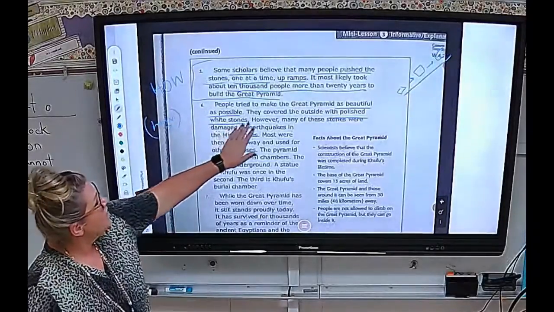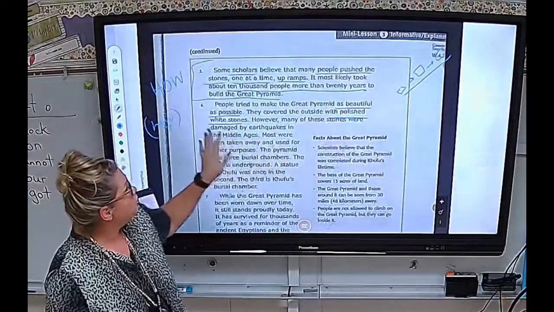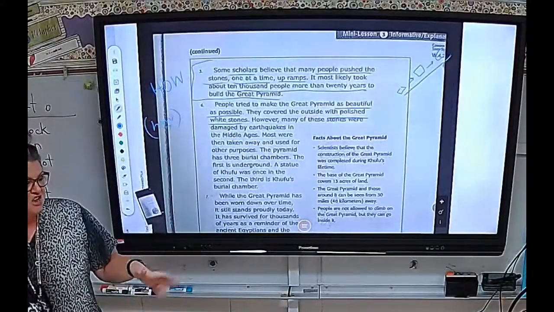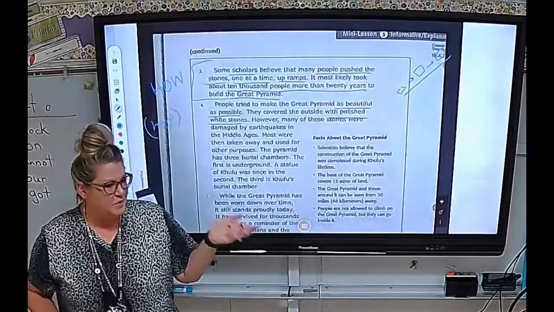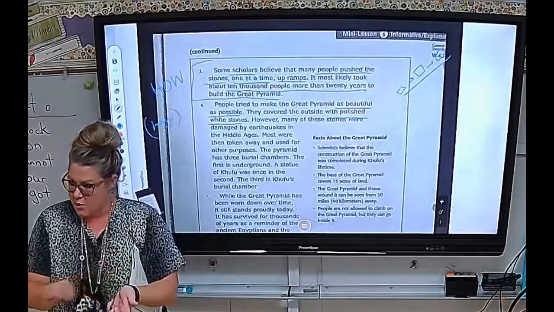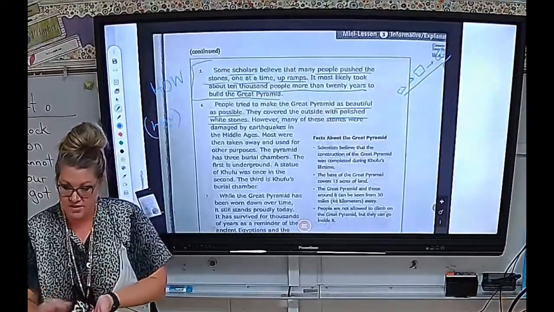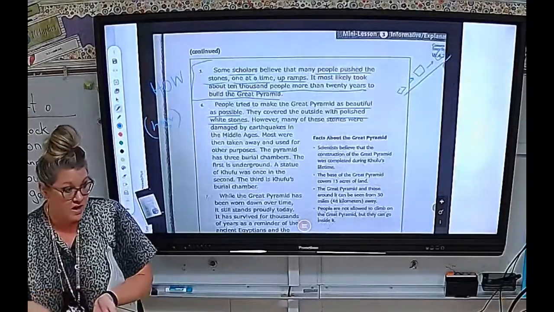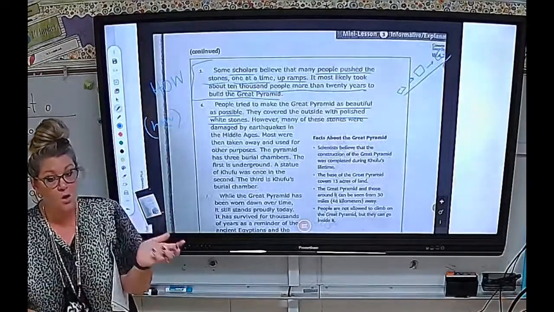Right here, they covered the outside with polished white stones. I would say that they found some white stones somewhere. And you know how if you're outside and you pick something up and it's kind of dusty and yucky and dirty, if you brush it off with a towel or even rub it with your hands, put some water on there and clean it, it looks a whole lot better.